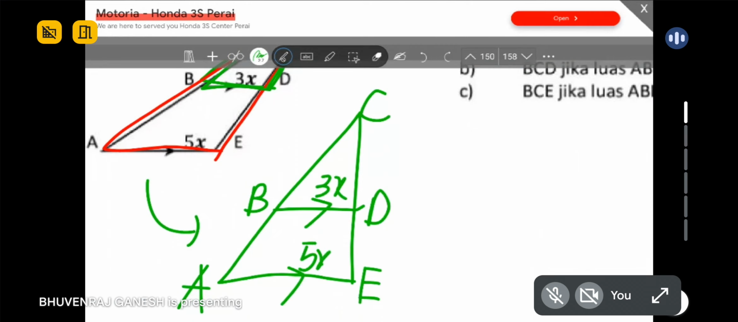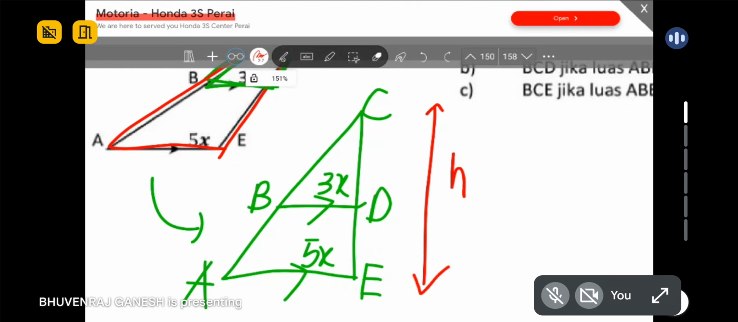Okay, you see, I never modify anything, guys. Saya tak ubah apa-apa. I just change the shape only. Okay, so guys, I make an assumption. This I call it as H, height of triangle. Am I right? Okay, ketinggian segitiga saya panggil H lah.